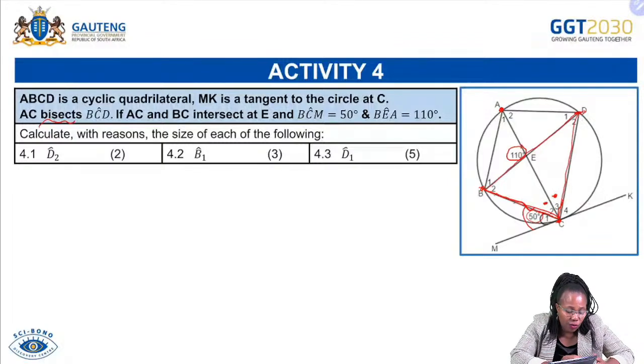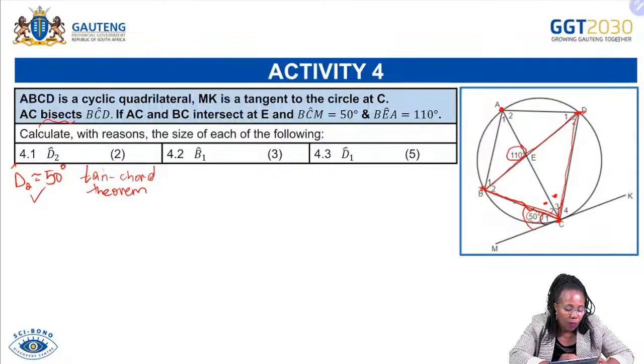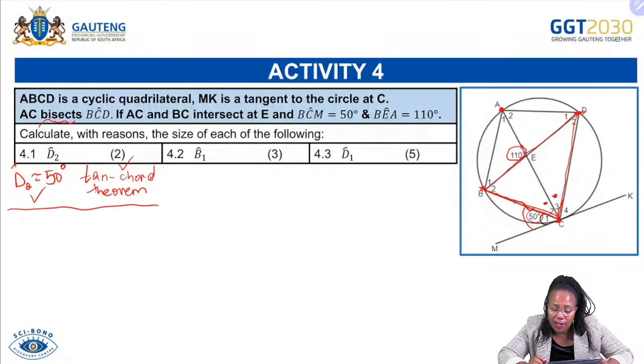Then it qualifies to be tan chord. We'll say therefore D2 is equal to 50 degrees from C1 because of the tan chord theorem. You must write the reason in full, grade 12. It's 1 mark for the statement, 1 for the reason. And for B1, let's put in 50 degrees here.